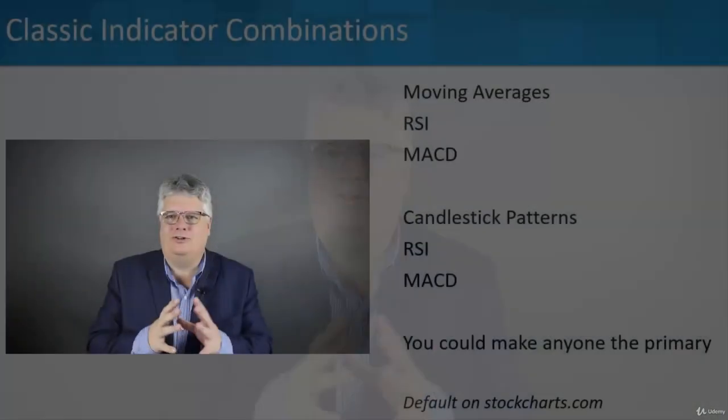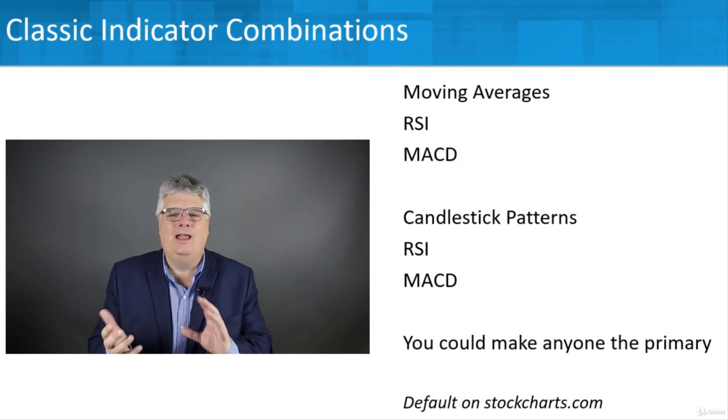So let's say you're using something like moving averages, and there are a lot of different choices of moving averages as we learned, and then you combine that with an RSI and MACD. That's a very common type of thing, almost defaults on a lot of chart patterns.